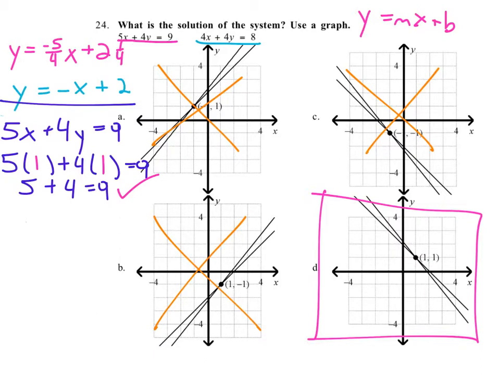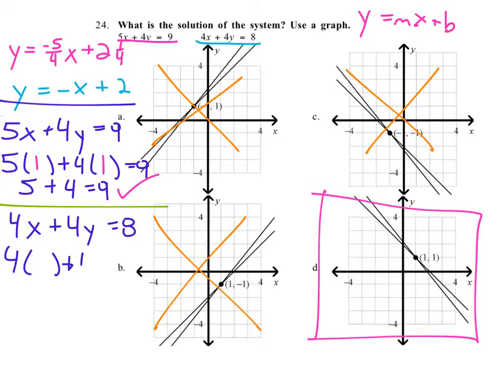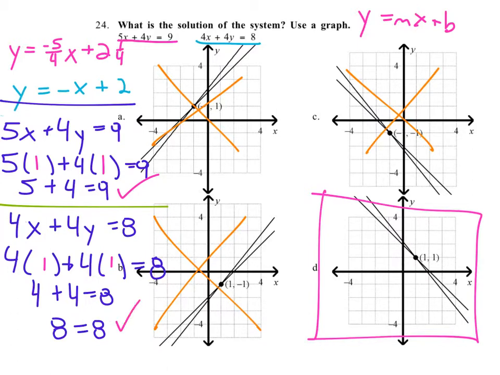Okay? And let's do it one more time with the other equation. 4x plus 4y equals 8. And wherever we see a variable, we put parentheses. And we substitute the values in, 1 for x, 1 for y. And we get 4 plus 4 equals 8, or 8 equals 8. And it checks out. So we know that D is the answer.